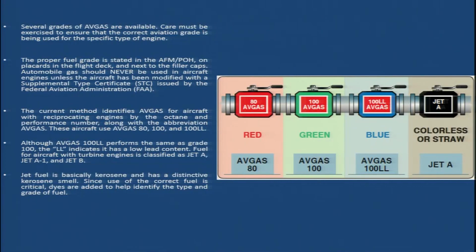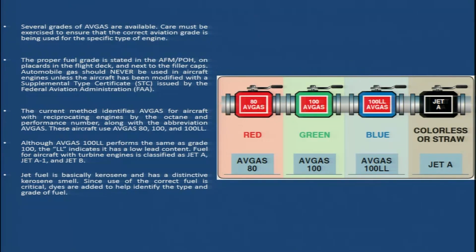The proper fuel grade is stated in the aircraft flight manual or POH, on placards in the flight deck and next to the filler caps. So, there are various places where you can find which type of fuel to be used on the aircraft. It will be mentioned in the pilot's operating handbook or the flight manual of the aircraft. It would be placarded on the flight deck and on the filler caps. So, you will come to know which type of fuel is required on which aircraft.